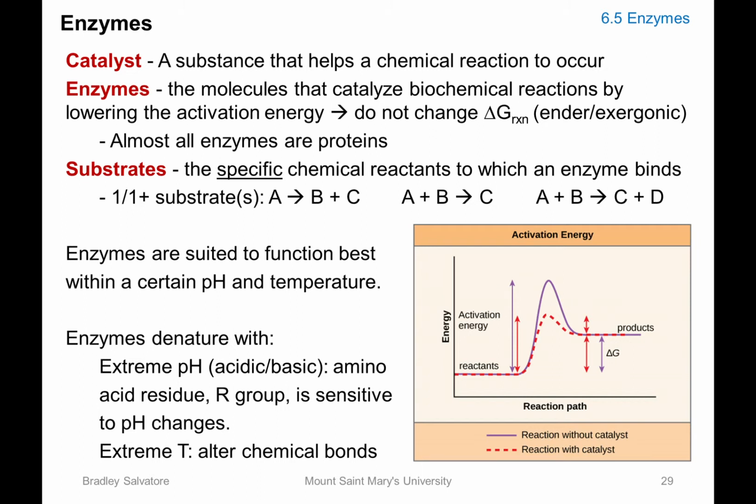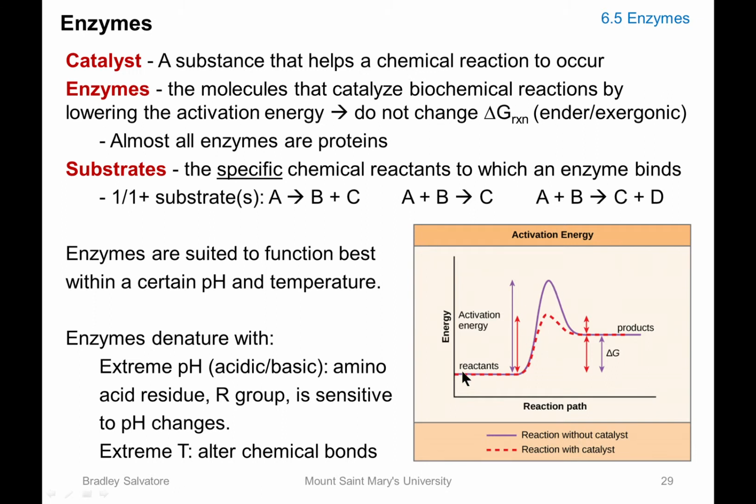A catalyst is any substance that helps chemical reactions to occur, to speed them up, to make them happen. That's what we call a catalyst. Enzymes are actually biological catalysts. Enzymes are catalysts that work within our bodies and speed up chemical reactions, or catalyze biochemical reactions, by lowering the activation energy.